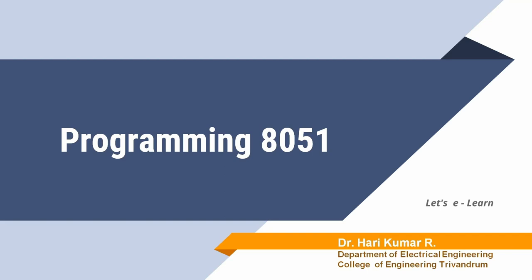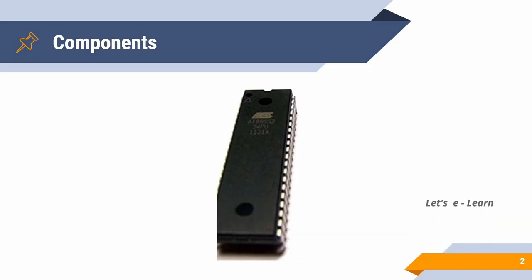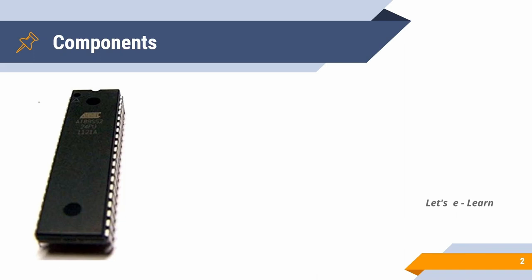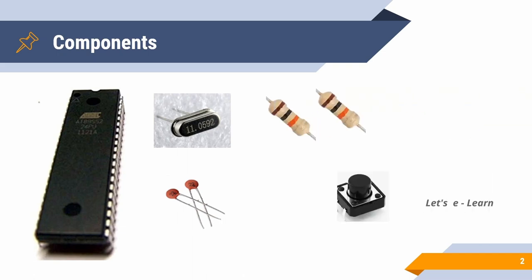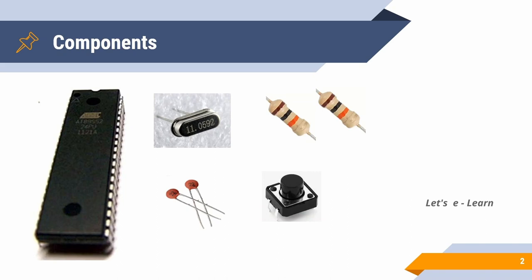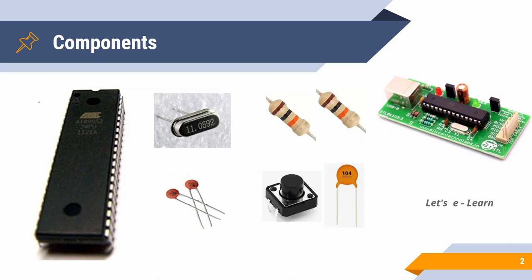Hello everyone. In this video, we will see how to program an 8051 family microcontroller. The minimum components required are an 8051 family microcontroller, a crystal oscillator, two 22 picofarad capacitors, two 10K resistors, a push button switch, a 0.1 microfarad capacitor, and a USB ASP programmer.